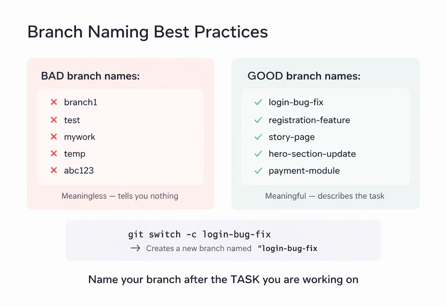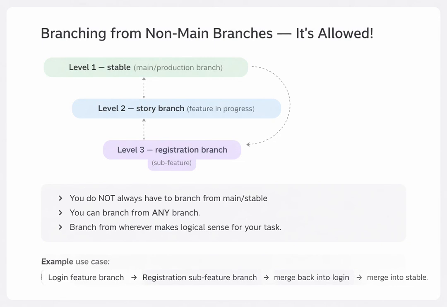When you create a branch with git switch -c, give it a meaningful name right away. This is standard practice in every professional development team. Here's something that surprises a lot of beginners. You don't always have to create a new branch from the main or stable branch. You can branch from any branch.